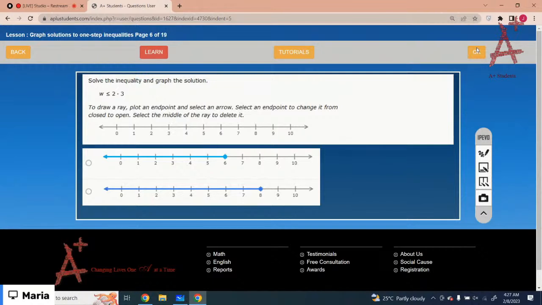So that is option number 1. W is less than or equal to 6. So it would be option number 1.